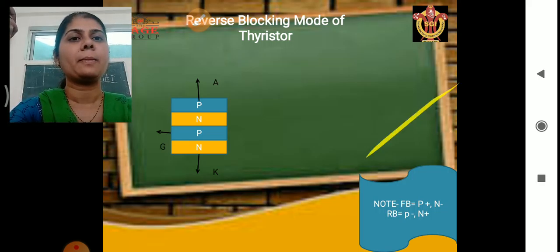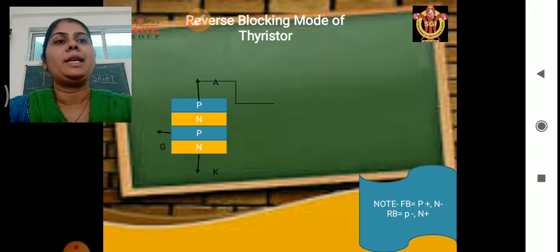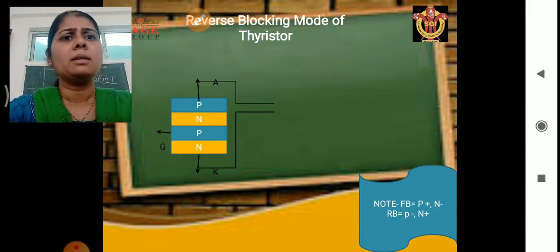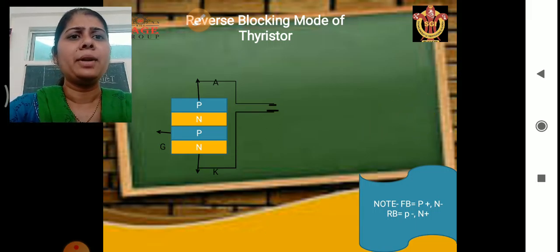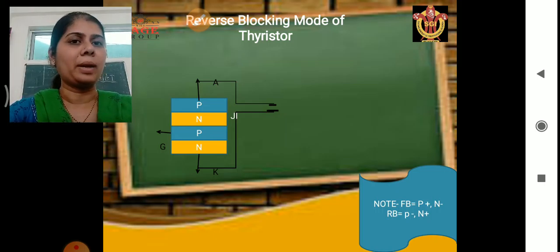of P. Okay, now for reverse blocking mode, the anode is connected with the battery's negative terminal and the cathode is connected with the battery's positive terminal. So these are the connections for the reverse blocking mode. At that time the gate terminal is open.